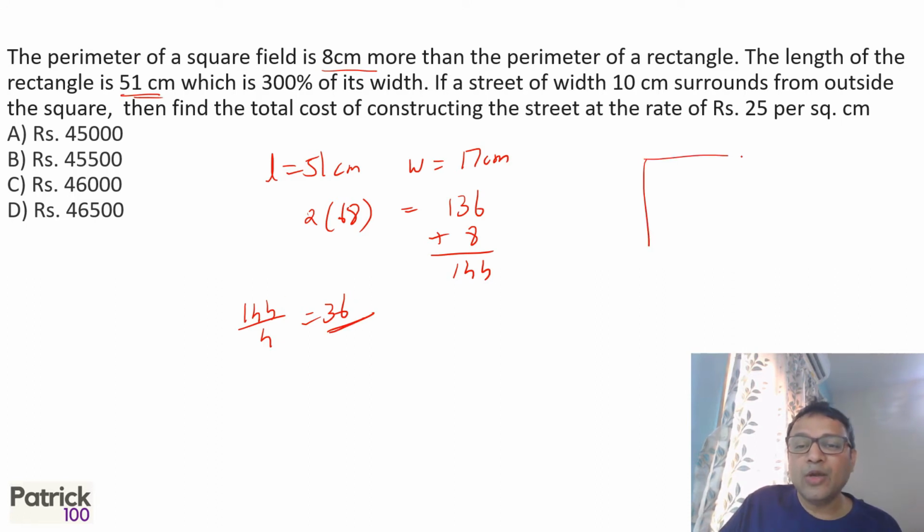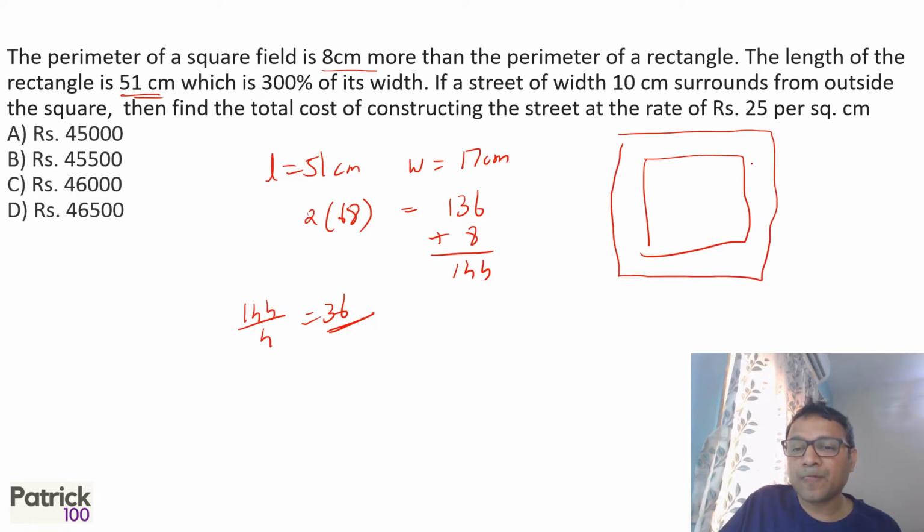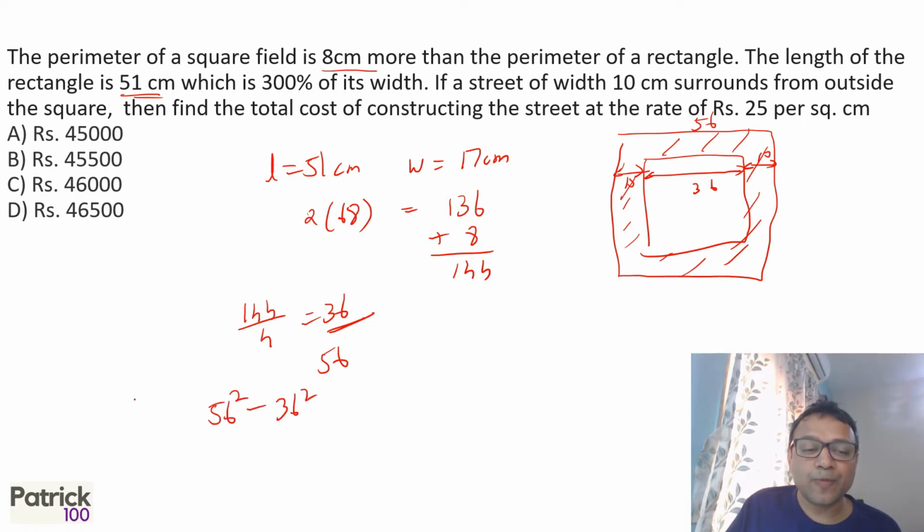Now you have a square and also a road outside it which is 10 centimeter wide. So if the inside value is 36, the outside value will become 56. 36 plus 10 plus 10 is 56. So the outside square is 56. The area of the road is nothing but the area of the outside square minus the area of the inside square, which is 56 square minus 36 square.